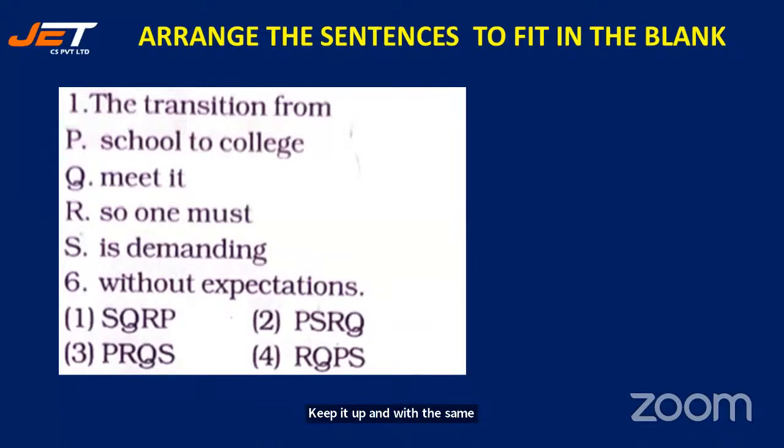The transition from dash without expectations. So 4 options are given. School to college, meet it. So 1 must is demanding. So which is the right answer? Is it 1, 2, 3 or 4? All right, so this is also very simple. Read the sentence, arrange it, read it yourself, and then you'll get a very good clarity. And then you can give me your answers, put it in the chat box.